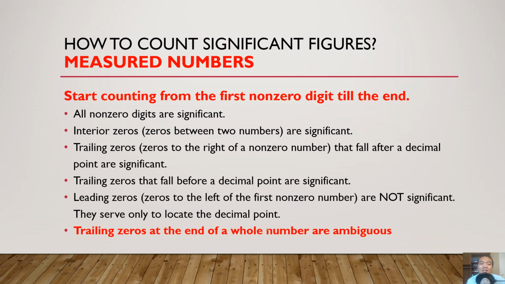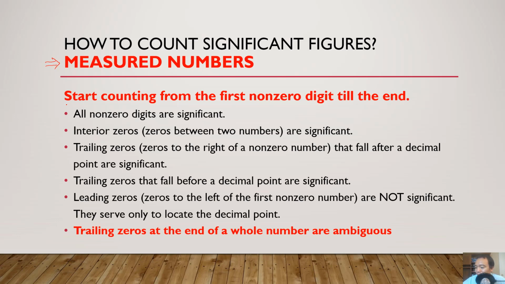You might use a balance to measure the mass. You might use a ruler to measure the length. You might use a graduated cylinder to measure the volume. But no matter how you look at it, they are all measure numbers. For measure numbers, the sig fig counting is actually quite straightforward.